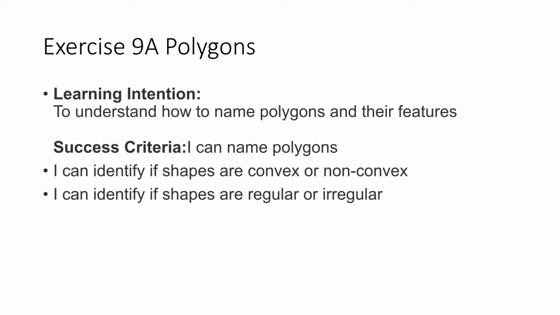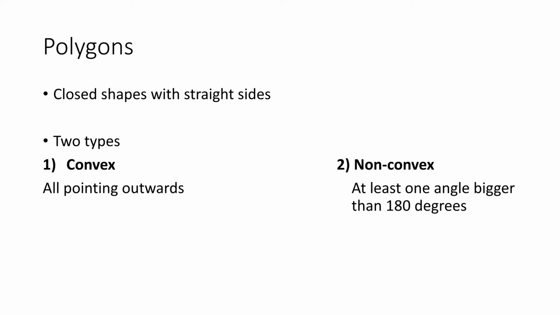In this lesson we'll go through exercise 9A, which is polygons. You're going to learn how to name polygons and their features. So your success criteria: you should be able to name polygons, see if they're convex or non-convex, and then see if the shapes are regular or irregular.